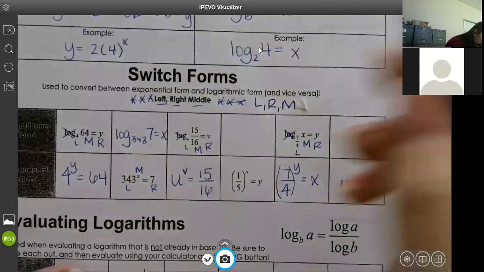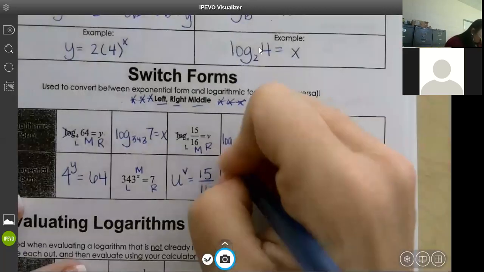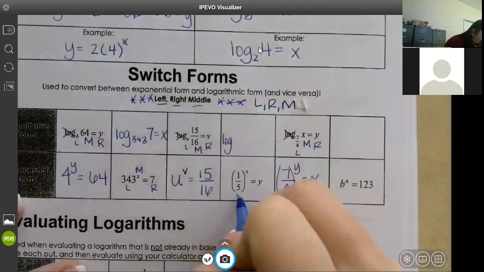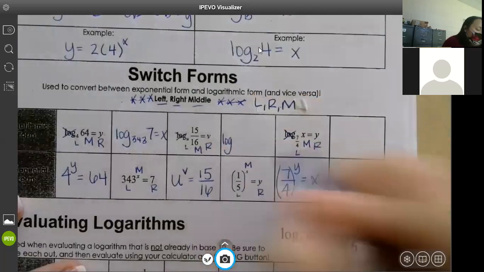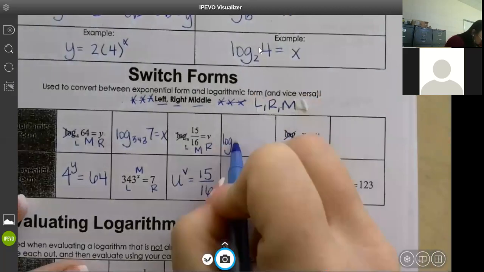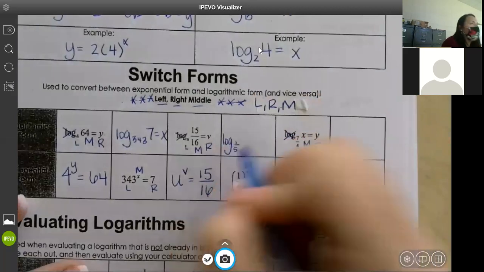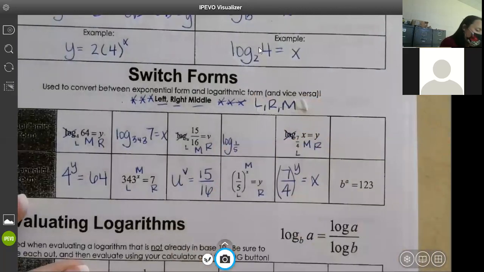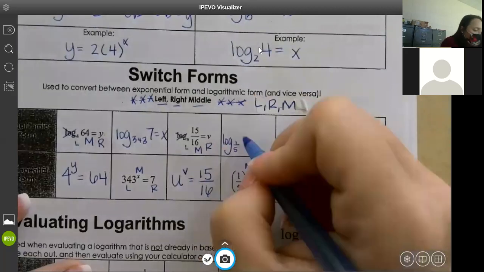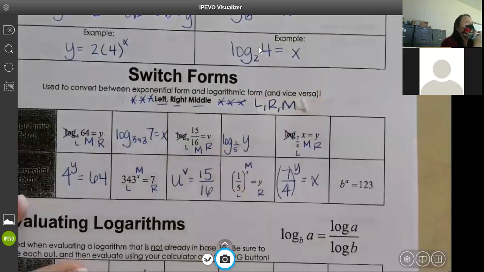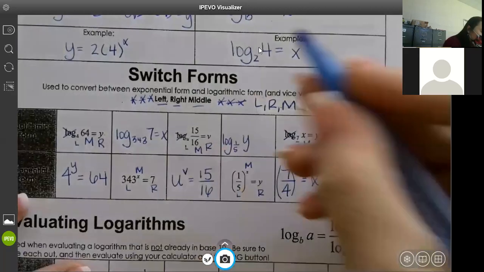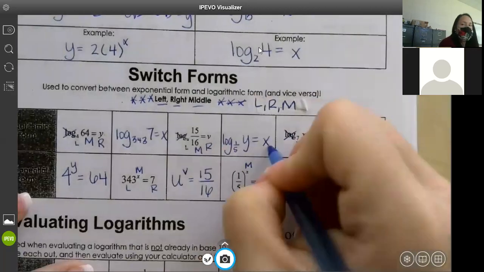So on the next one, we're going to write the word log. We have left, right, and middle. The left is going to become your base, log base 1/5. The right is going to become what it is of, so log base 1/5 of y. And then it's going to be equal to the middle, which is X.